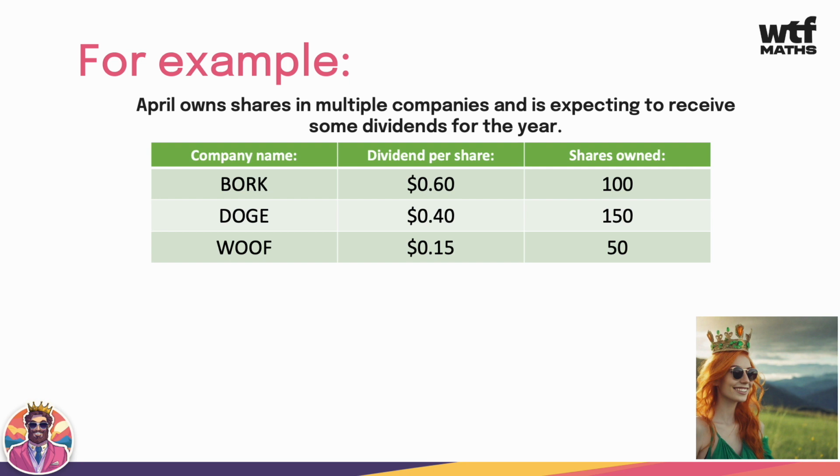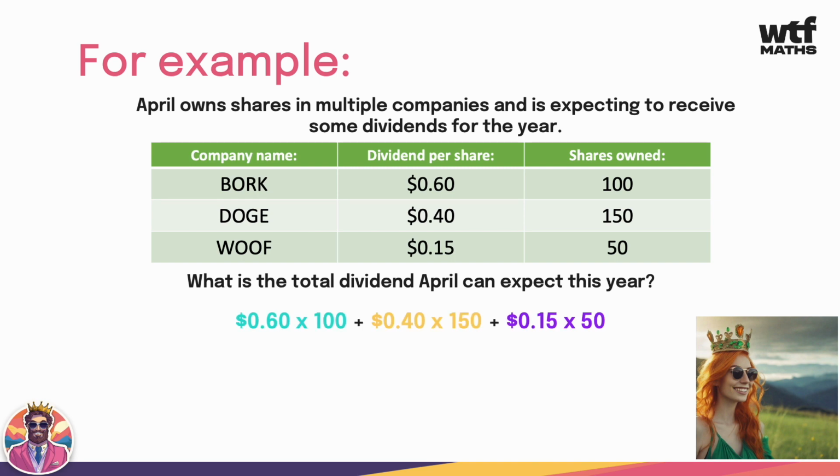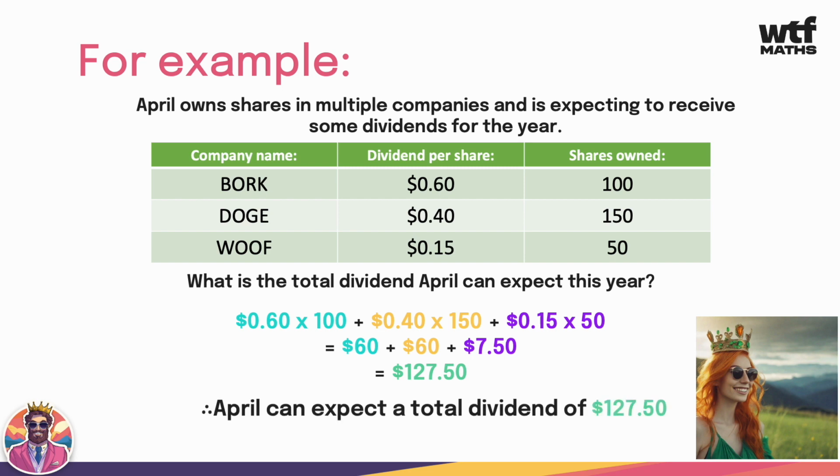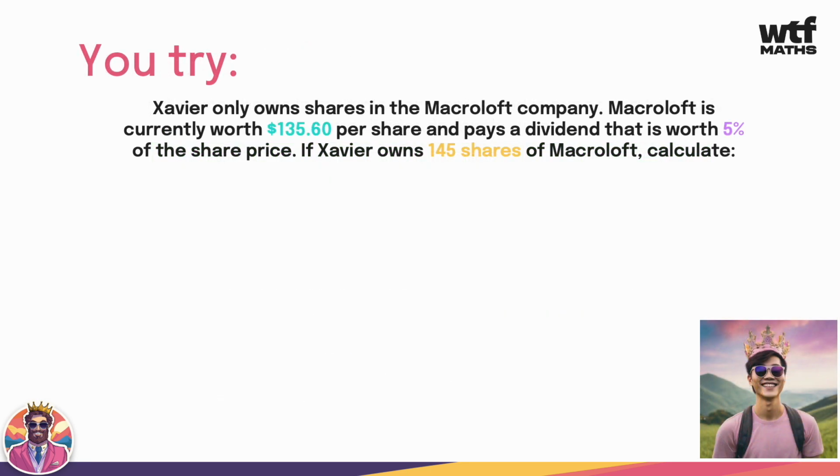So with that in mind, let's try another example. April owns shares in multiple companies and is expecting to receive some dividends for the year. What is the total dividend April can expect this year? So we're going to follow a similar process. We're just going to multiply the dividends per share by how many shares you own in that company. So 60 cents times 100 shares plus 40 cents times 150 shares plus 15 cents times 50 shares will give us a total of $127.50. So April can expect a total dividend of $127.50 for this year.